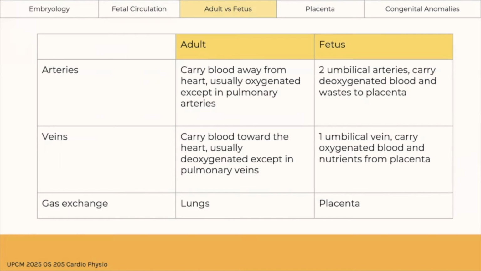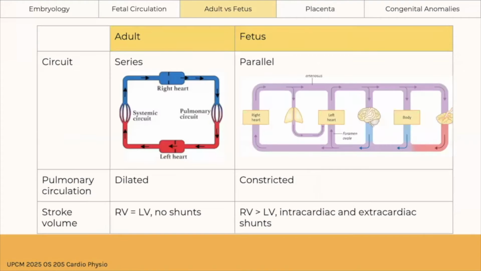So for the fetus, you have one umbilical vein carrying oxygenated blood and nutrients from the placenta to the baby. So gas exchange happens at your lungs for the adult, and for the fetus, your lungs are not yet functional, so it happens at your placenta.